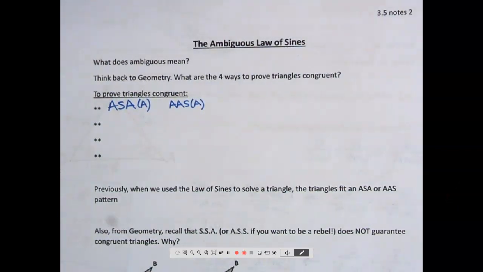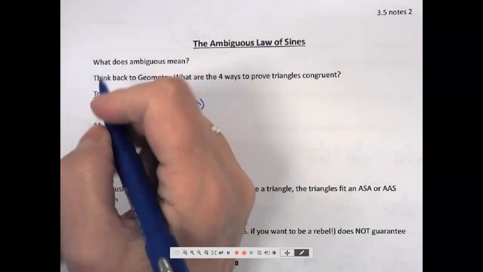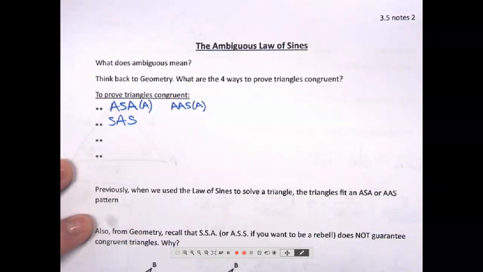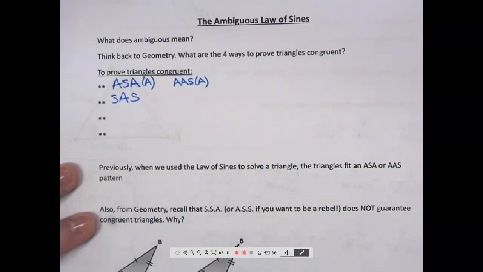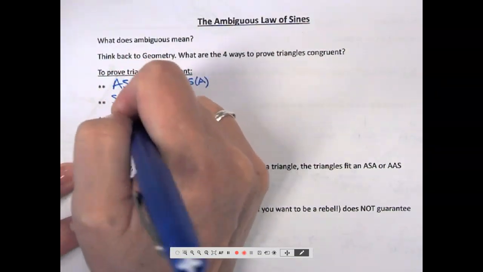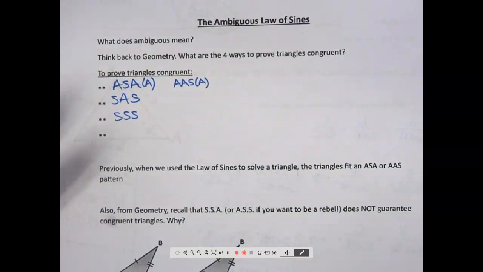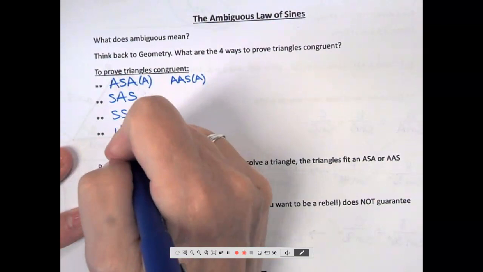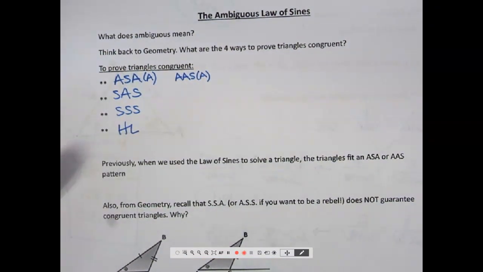Yes, so we were trying to think of those other 3 ways to prove triangles congruent. Any more thoughts on that? Side angle, side, nice one. Another one? Side, side, side, excellent. And the last one was kind of the weird one. It only has 2 letters. Hypotenuse leg. All right, so those are the 3 ways that you can prove triangles congruent.